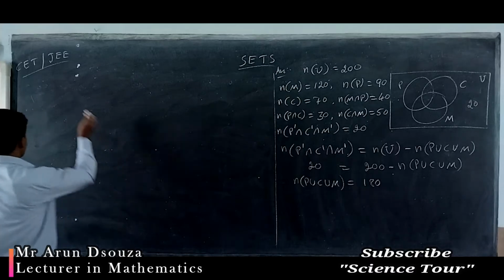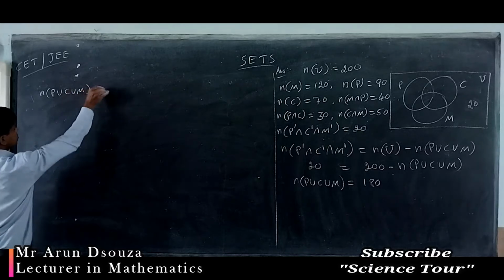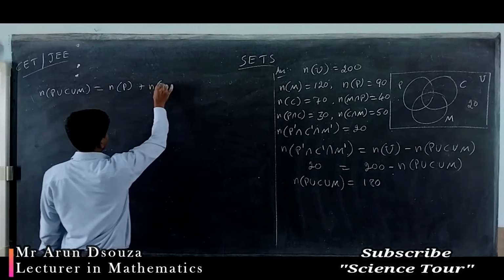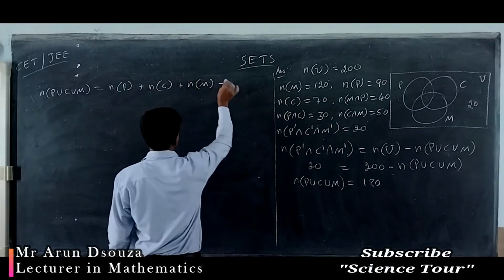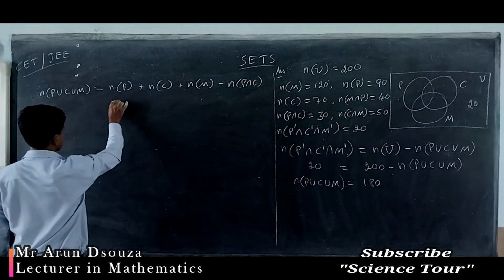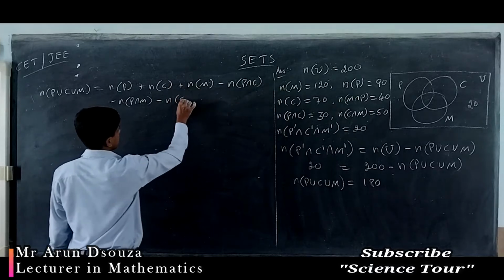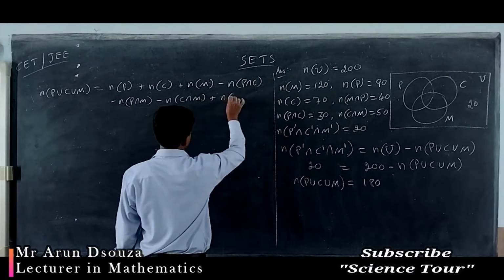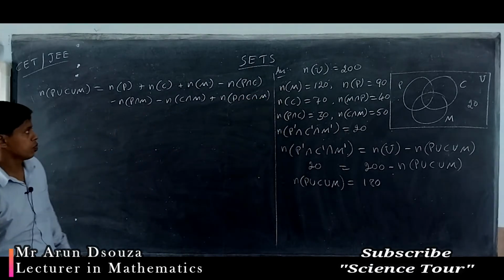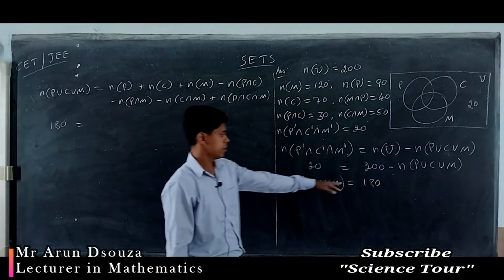Okay, so what is the formula you have got? You have got the union formula for three sets, correct? So you have n of P plus n of C and n of M. Out of that, what do you subtract? The intersection of two things, C and M, and what do you add? Intersection of all the three. You have to add that, correct? That's the formula. Now this is what we know, that is 180.